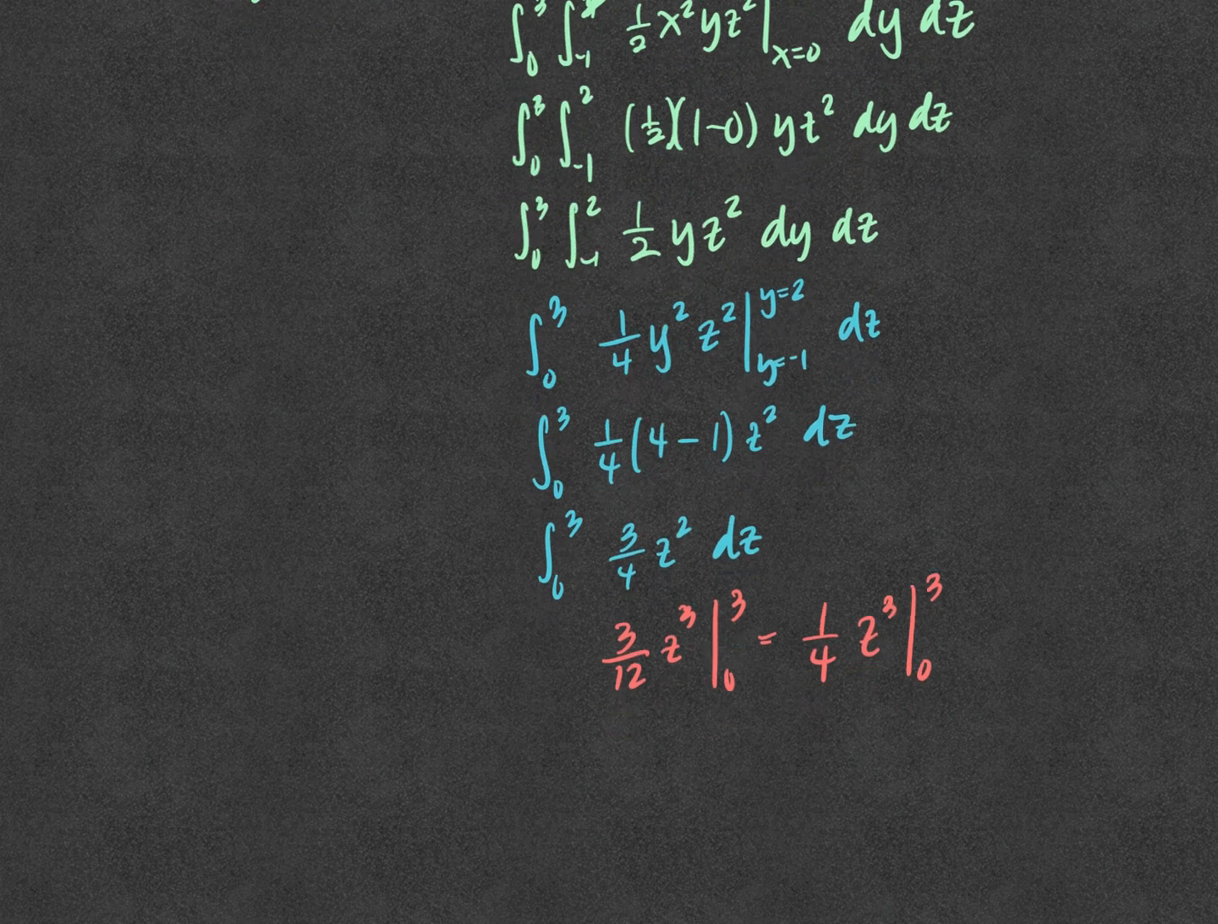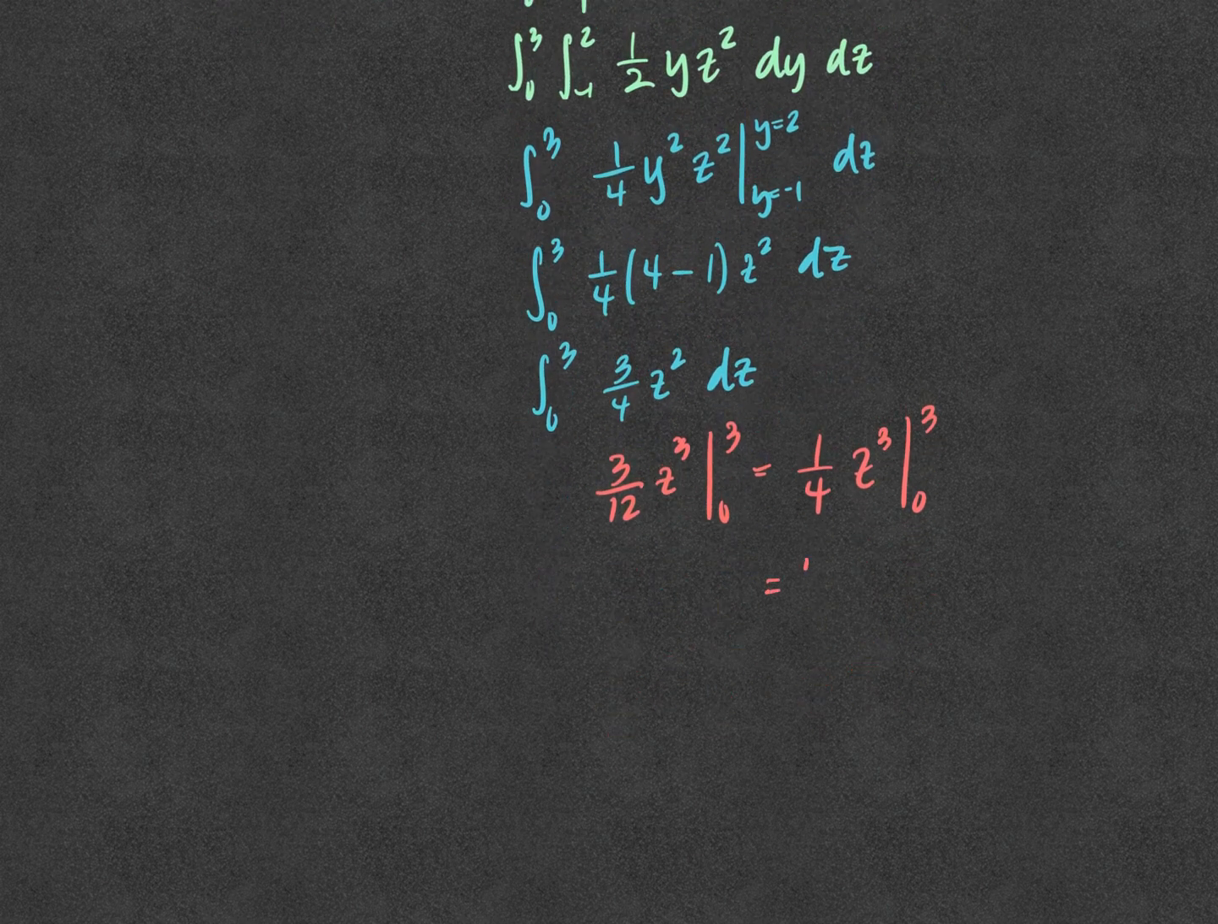So this means we have 1/4 times 27 minus 0, which is 27 over 4. So our triple integral over this box, the rectangular box, gives us the value of 27 over 4.